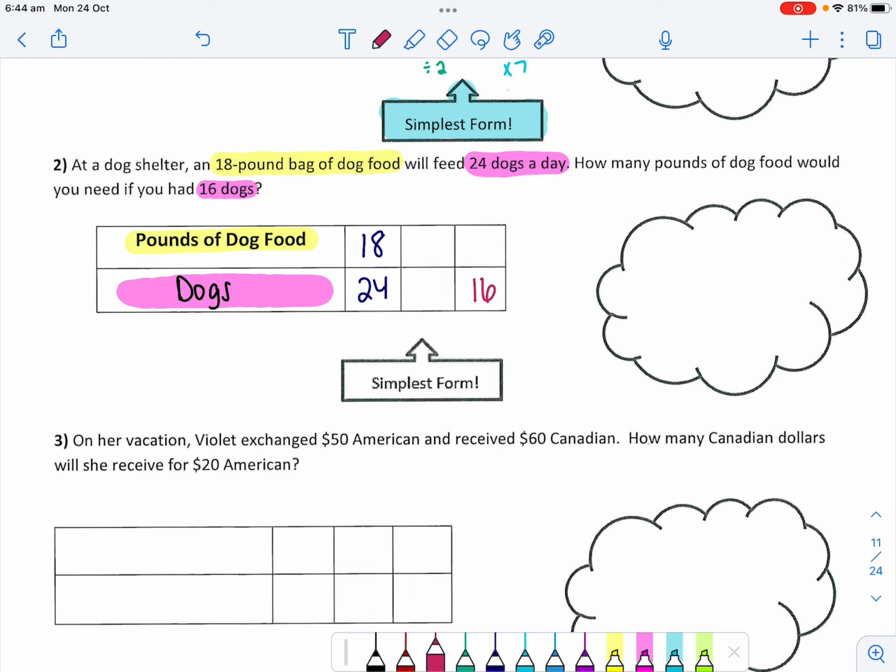And I'm going to put it at the end because I cannot go from 24 straight to 16. I'm going to have to stop somewhere in the middle. 18 and 24 have a 6 in common. So I'm going to divide by 6. And I get 3/4. And again, I'm looking for that simplest form. Because if I divide by the greatest common factor and I get it into simplest form, I'm going to be able to get wherever I need to go at the end. So I'm going to here multiply by 4, and I get 12 pounds of dog food.